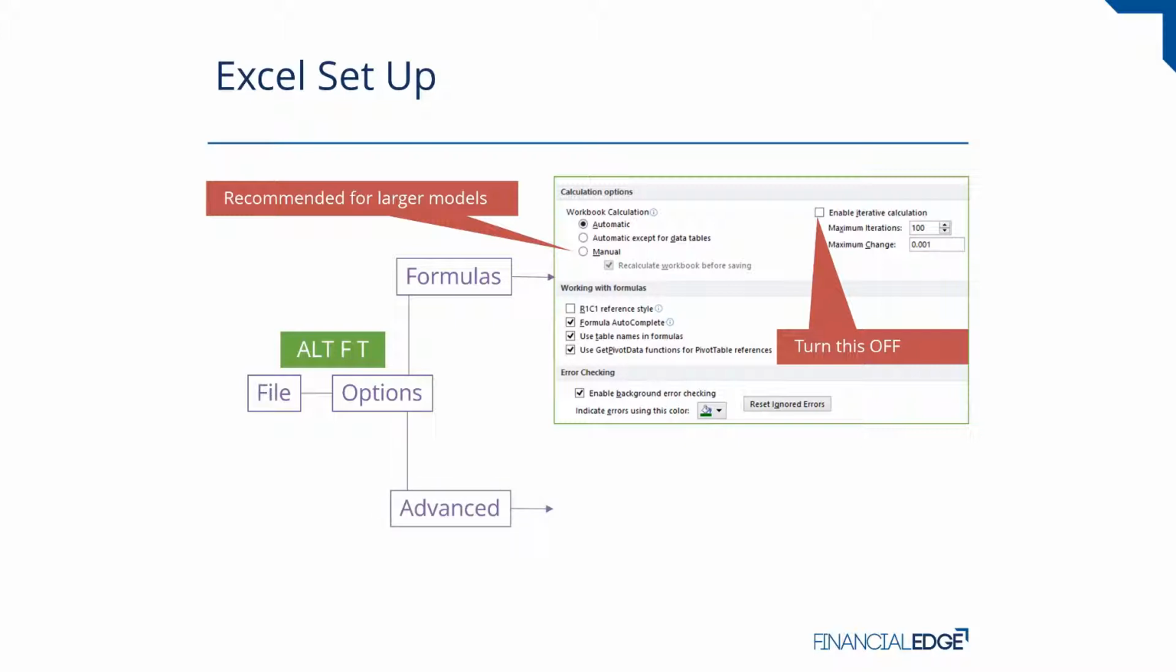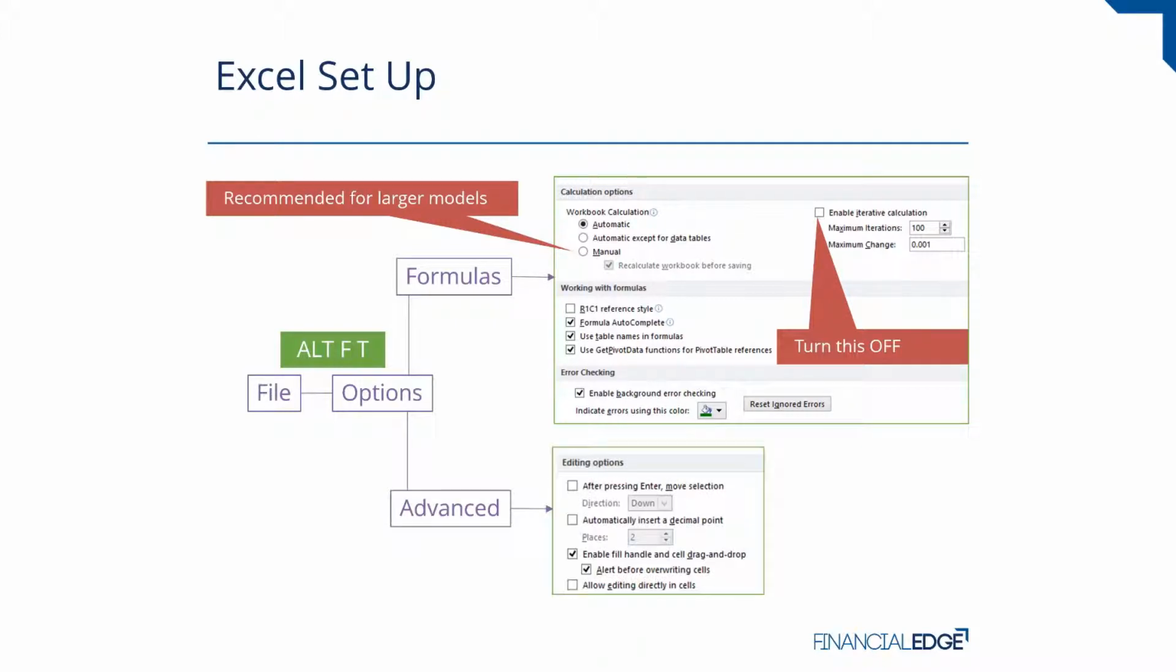If you now go to the Advanced tab, in the Advanced tab there are two changes we'd recommend here. Firstly, the top one where it says after pressing enter move selection down, we recommend unticking this. Normally you press enter, enter, enter, and you move the cell down, down, down. It's best to be in control. It's best to press enter and stay in the cell.